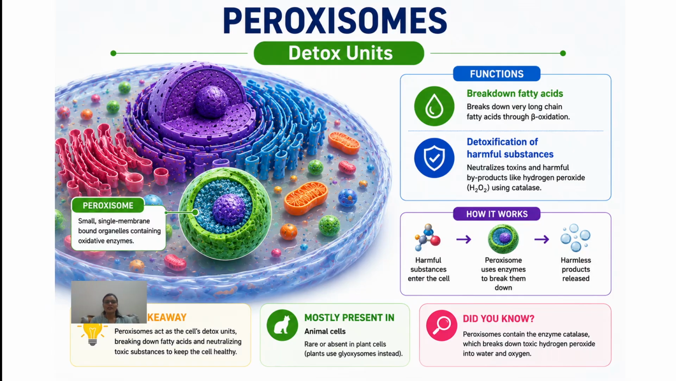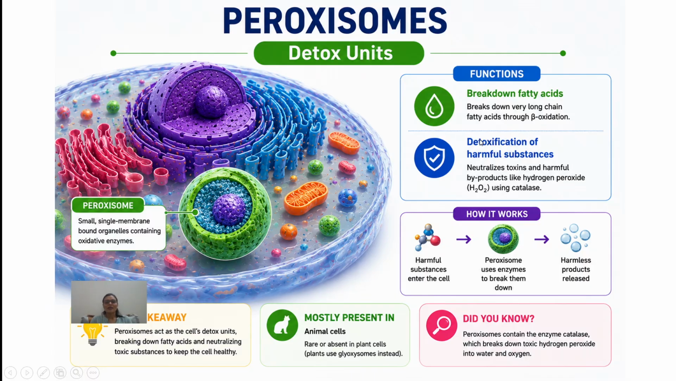So move towards the peroxisome, the detox unit. What is the function of this peroxisome? And this is the structure of the peroxisome. This is a small, single membrane bound organelle. It contains oxidative enzymes, right? So what is the function of this peroxisome? It breaks down fatty acids. How? It breaks down very long chain fatty acids through the beta oxidation process. So it is involved in the breakdown of fat. We can say fat or lipid.